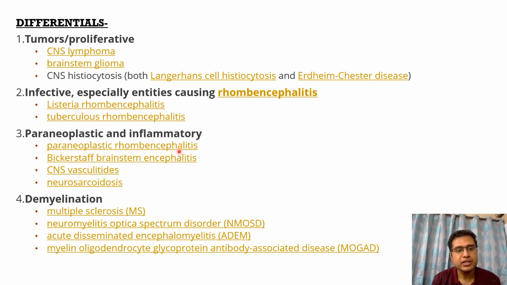It can be paraneoplastic or inflammatory as well, like CNS vasculitis, but in this case, there was no blooming on GRE sequence. It can be demyelinating disorders like multiple sclerosis, NMOSD, and MOGAD. But in such cases, there will be other findings which will also be present, like Dawson's fingers along the perivascular area.